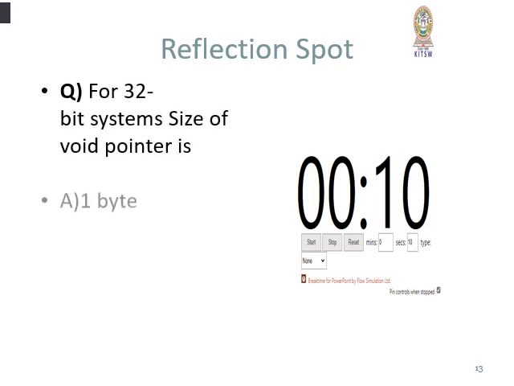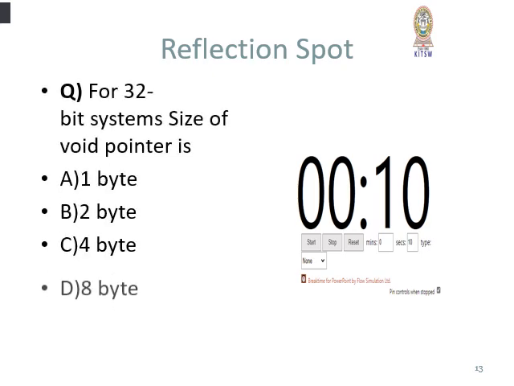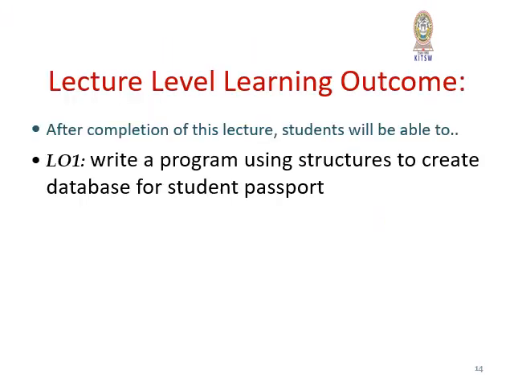So let us see a small query, students. What is the size of a void pointer in a 32-bit system? Pause your video and try to answer the question. So let us see the answer. The answer is 4. If it is 32-bit, it will be 4 bytes. If it is 64-bit, it will generally be 8 bytes. If your answer is correct, go to the next slide. Otherwise, go through the video once again.